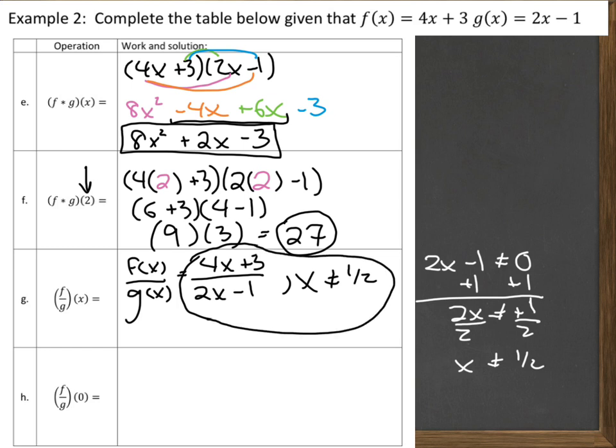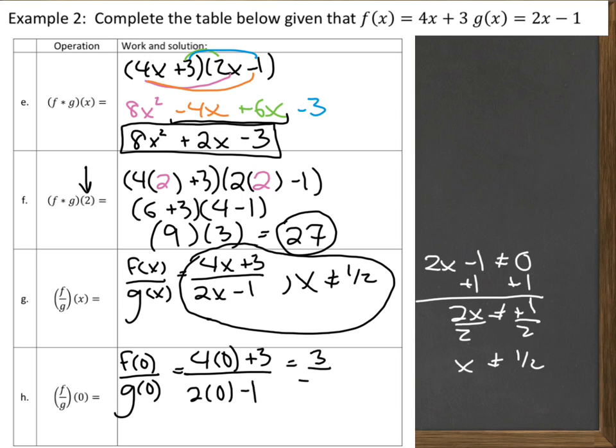Last but not least, they want us to find f divided by g of 0. So in other words, what is f of 0 divided by g of 0? So we have 4 times 0 plus 3 over 2 times 0 minus 1. Well, that's just 3 divided by negative 1, or negative 3. And that's it.